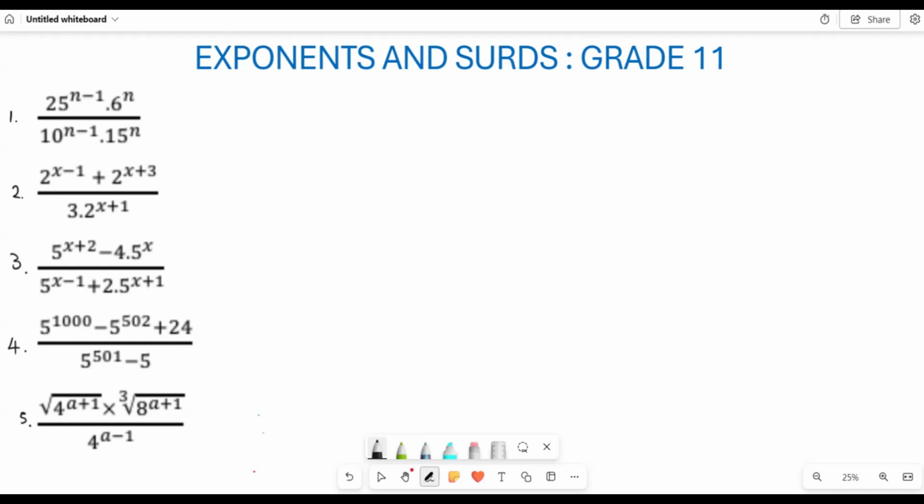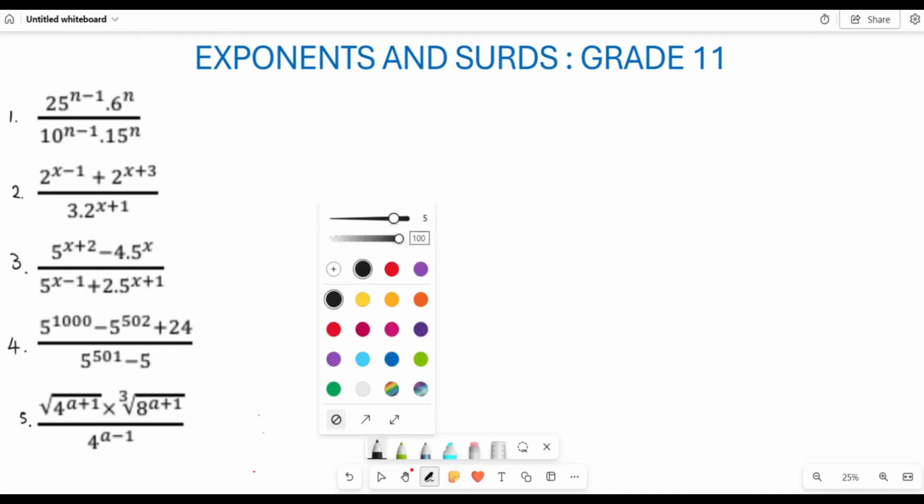Look, we are looking at exponents and surds, right? So now we are going to be looking at these 5 different examples to try and understand how we go about it whenever we are given these types of questions. I am hoping that everyone will be in a position to navigate such questions. Now, let's start with the first one.